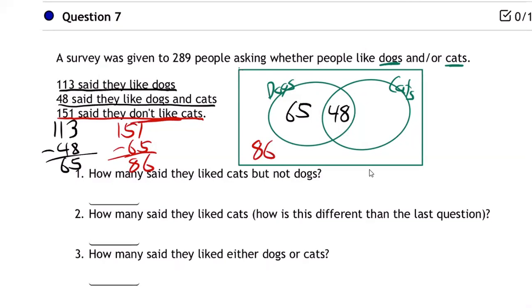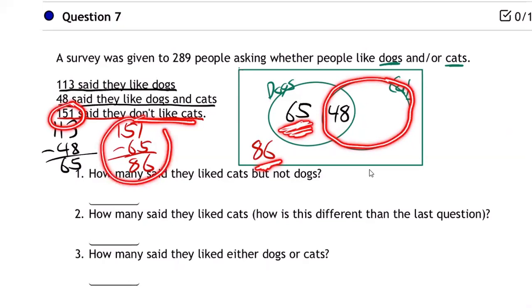Everybody see that? Right? Again, that's more tricky. That's a little more tricky observation. Do you see that? Because here's the cat circle. So the people that don't like cats have to be here and here, the two regions outside the cat circle. They have to total 151. Well, I already know that this is 65. So 151 minus 65, that leaves 86 right there.